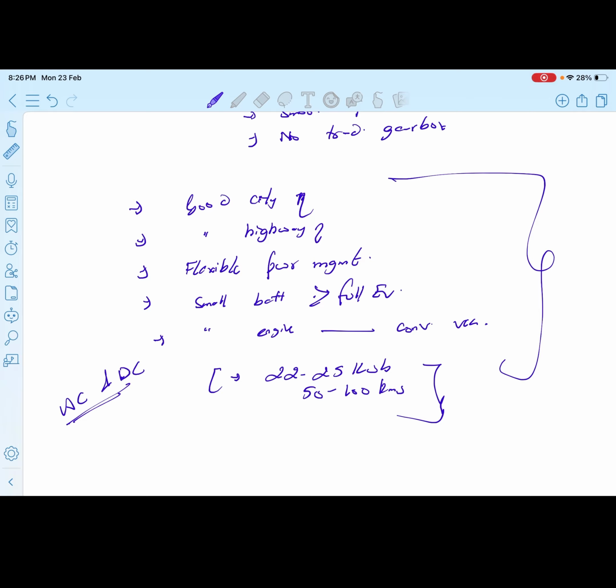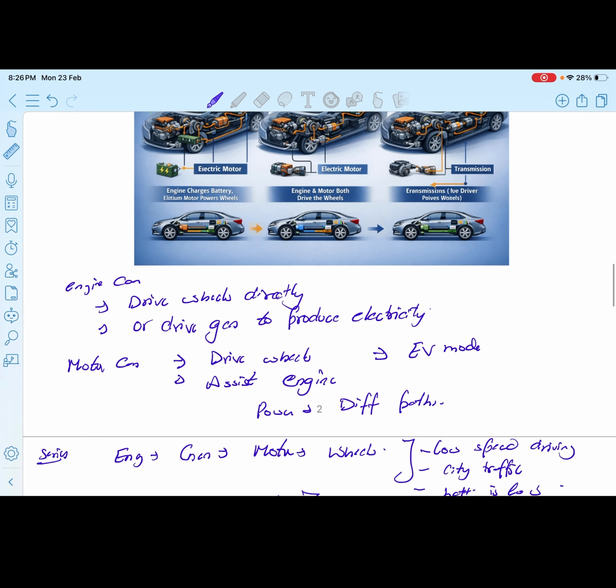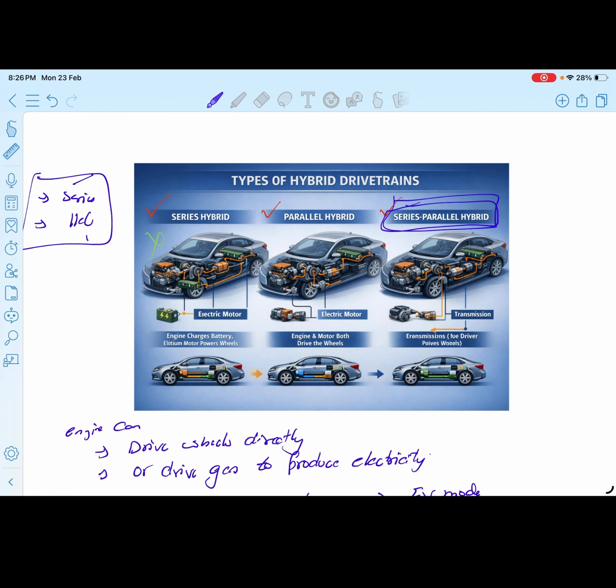Okay, so basically a series parallel hybrid is the architecture where the engine can either generate electricity or directly drive the wheels, while your motor can independently or jointly propel the wheels. I hope it's clear. If there are any questions, please feel free to drop them in the comment box.